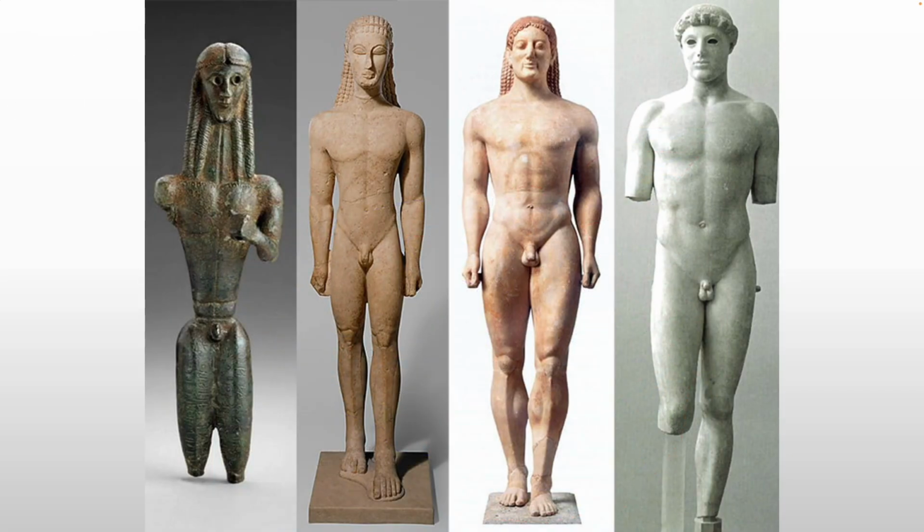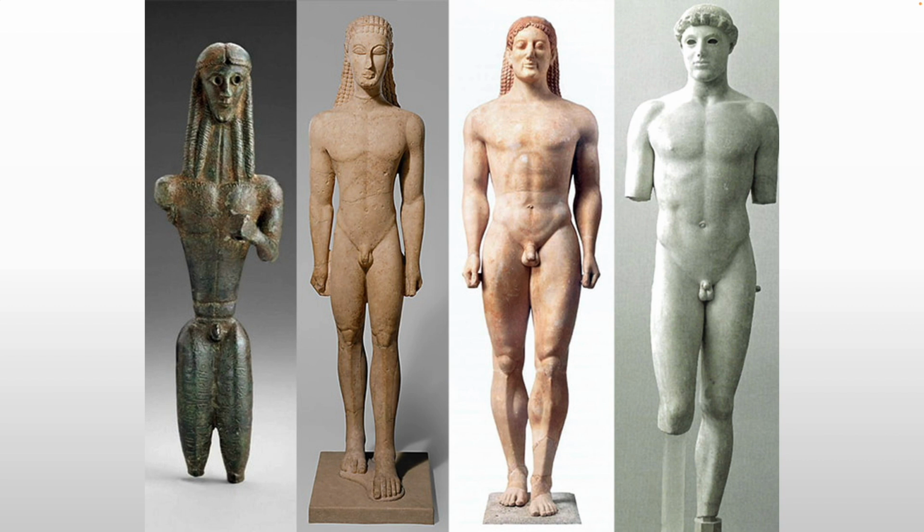Now, one of the things we see is a development of statuary. The first one we see there on the left is our Apollo, which we looked at under the Orientalizing period. And you can see, as we move to the right, the development of the human form to something that is very, very realistic.